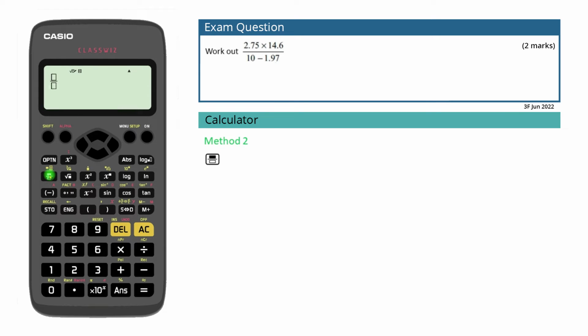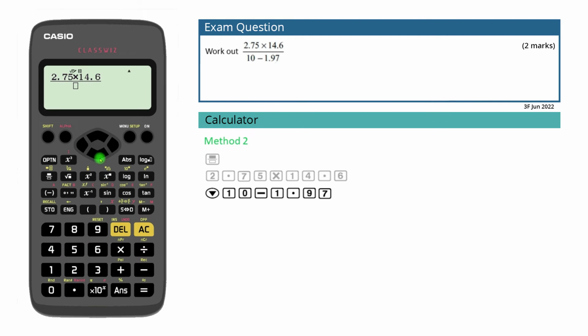Press the fraction key and enter the numerator 2.75 times 14.6. Scroll down with the cursor and enter the denominator 10 minus 1.97. Press equals and the answer is 5.